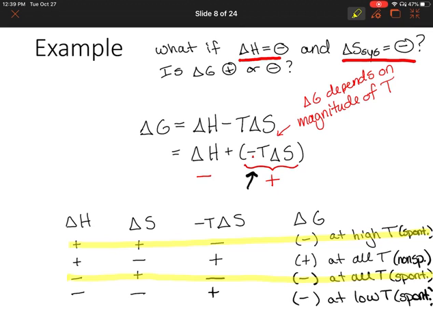And in the next video, we're going to talk about reaction equilibria. So we're going to talk about the equilibrium constant. And then we'll also talk about the Van't Hoff equation, if you remember what that is.